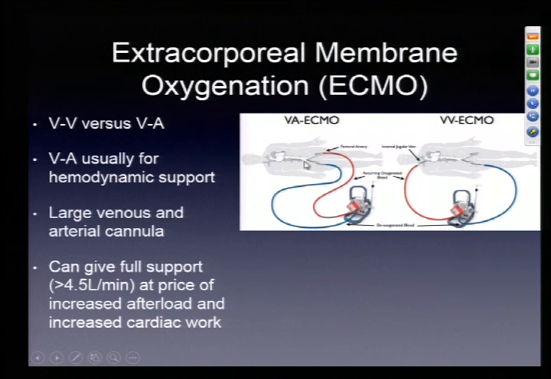placing a large cannula in the venous system, taking blood out, oxygenating it, and then pumping it into a large cannula in the arterial system. And this can actually fully support patients, around 4.5 to 5 liters per minute. But the cost is that the heart is pumping against a large amount of blood flow, which is retrograde in the aorta here. And that increases the afterload, that increases cardiac work. And so the heart is not necessarily recovering during this, although the patient is fully supported and their perfusion of the rest of their body is maintained.